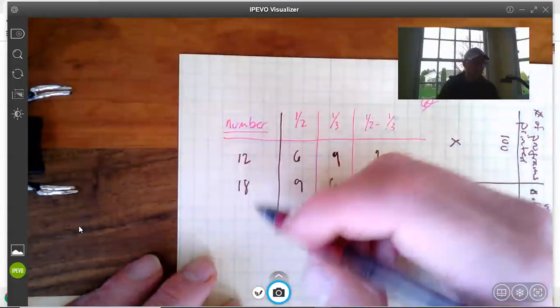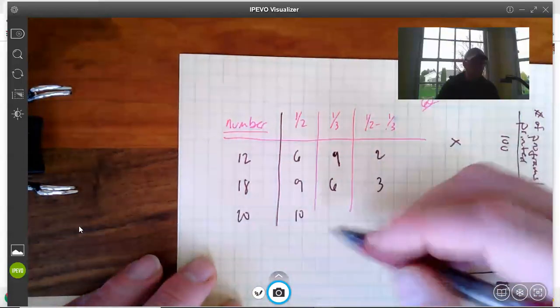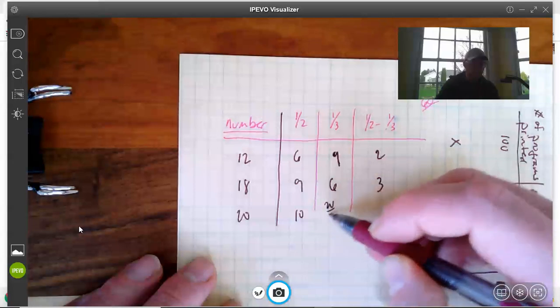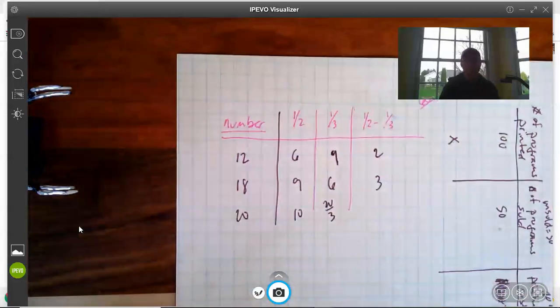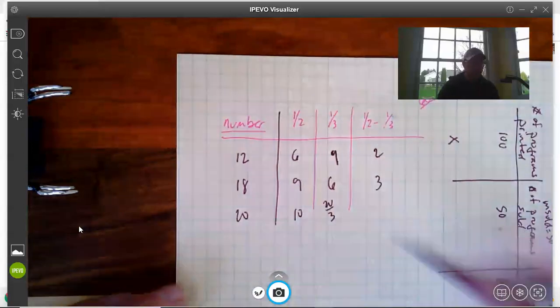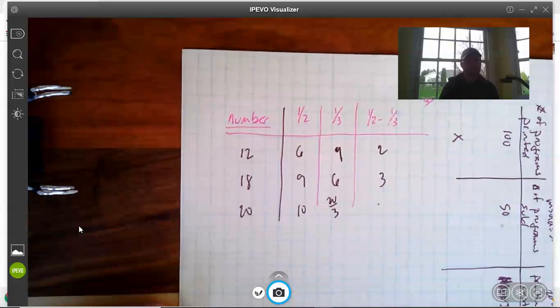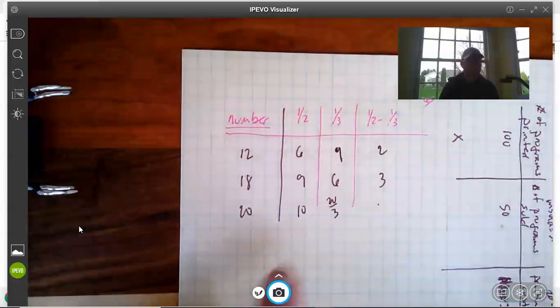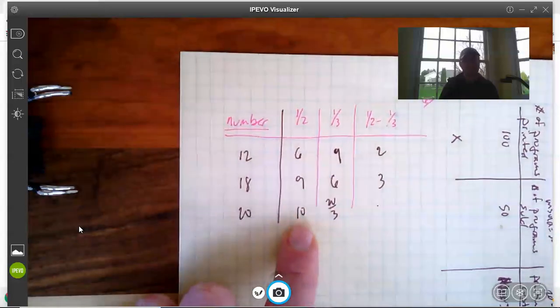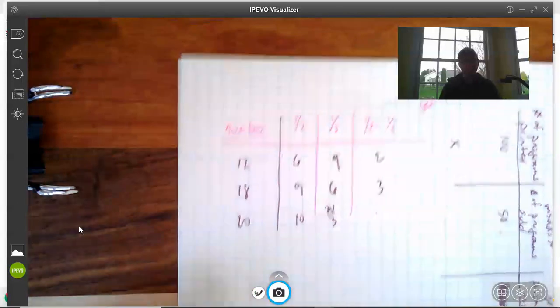If I made it say 20, half of 20 is 10, but a third of 20 is 20/3, which is not a whole number. So when I subtract, I will get another not a whole number. So we should know that if half turns out to be a whole number and a third is not a whole number, then this won't be a whole number, and clearly it can't be 60.